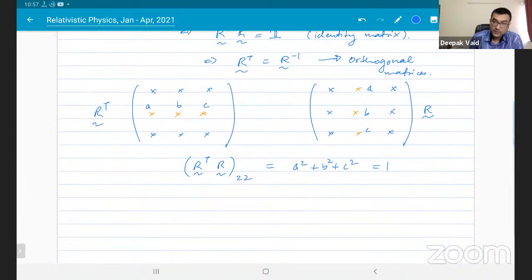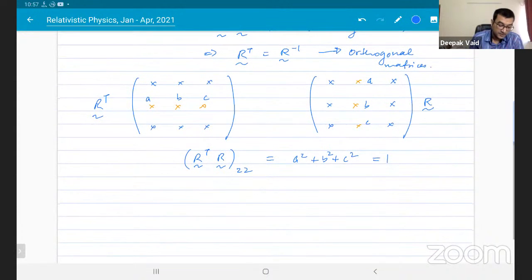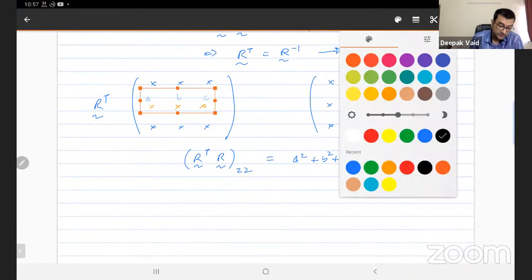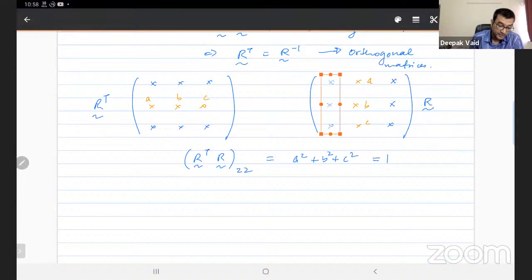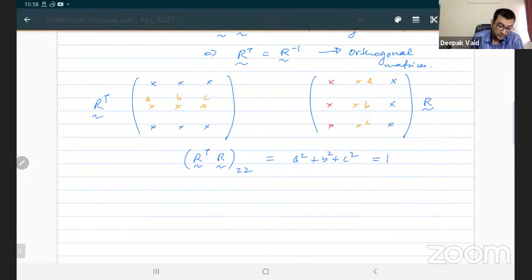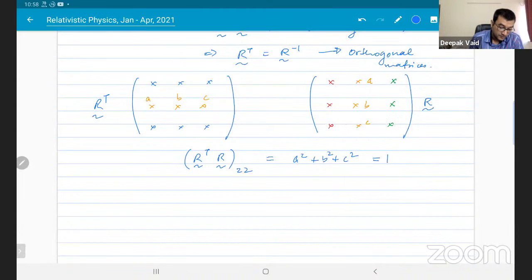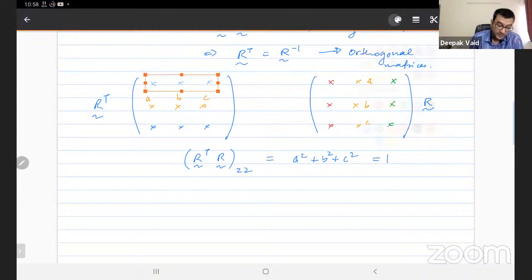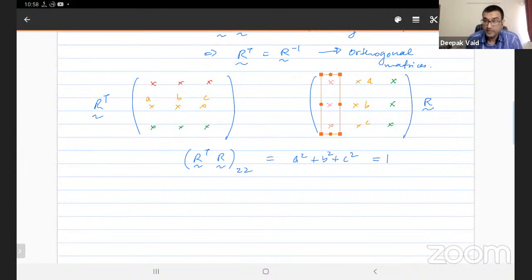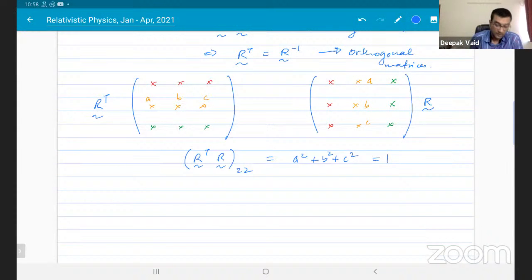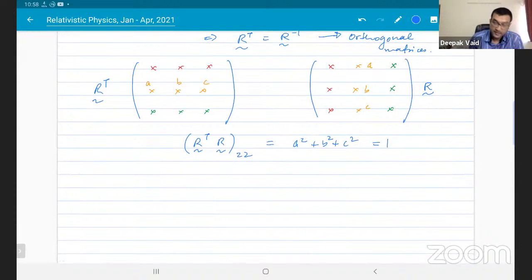Right? So the first property of an orthogonal matrix is that if I take any of its columns or rows, so if I take this column or I take this column, I take this one and take the dot product of that column vector with itself. What will I get? I will get 1.